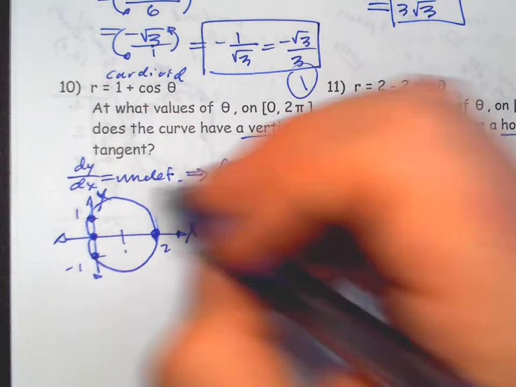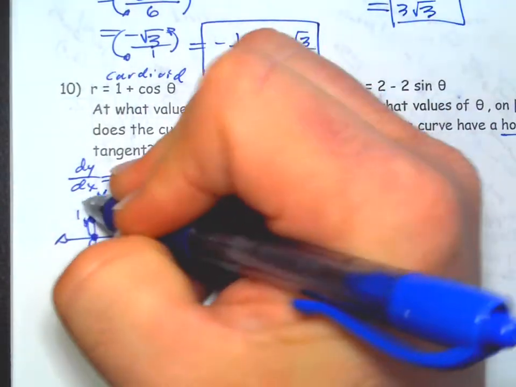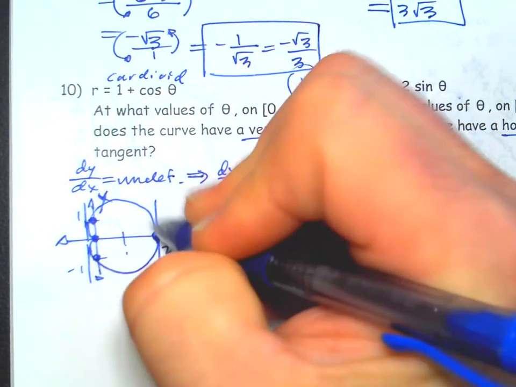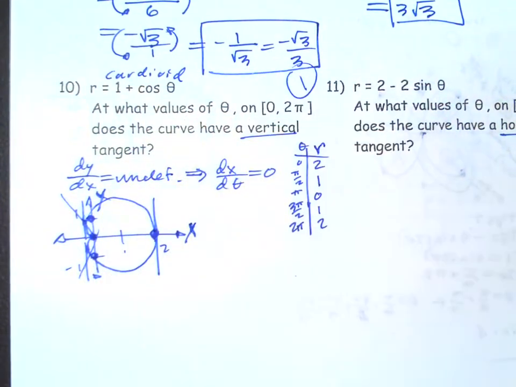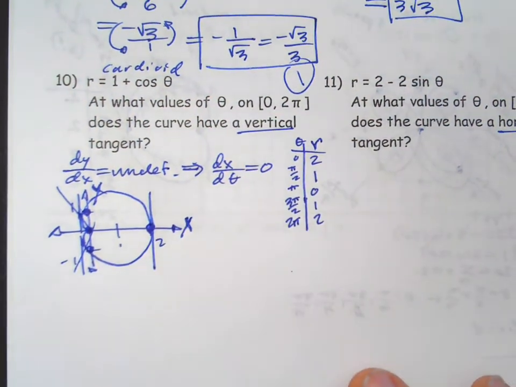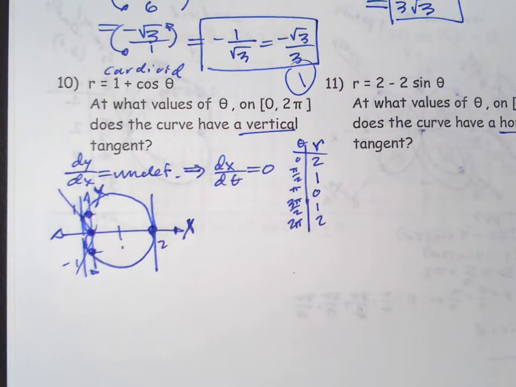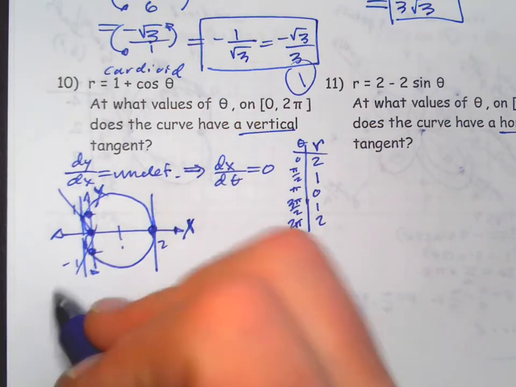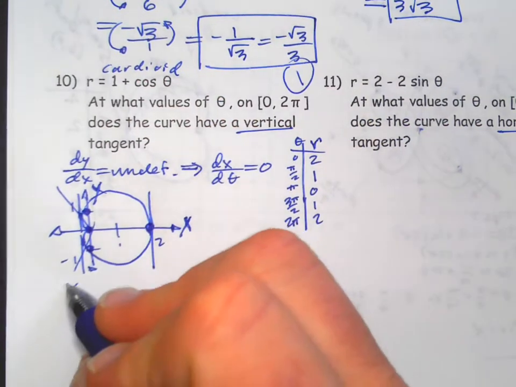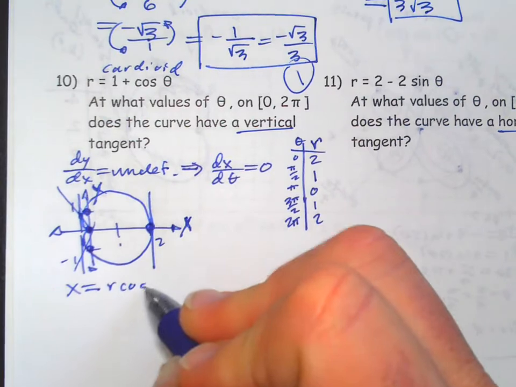Now we're looking for vertical tangents. So we see one there, one here, one here. So we should get one here, one here, one here. So it shows you how many you're going to get and about where they are.